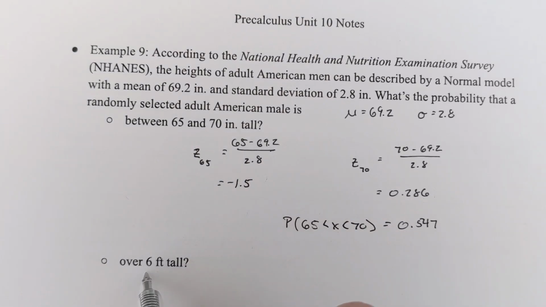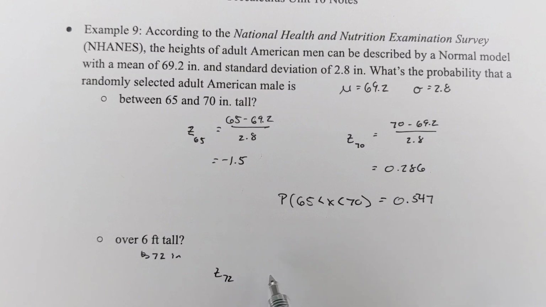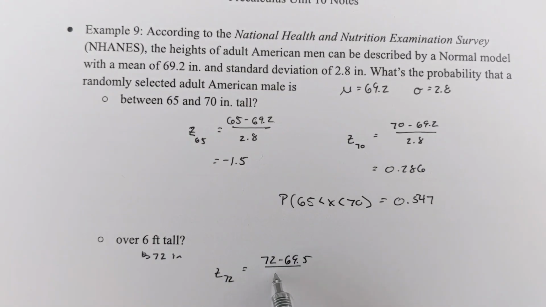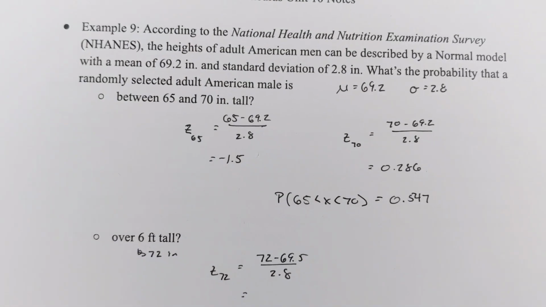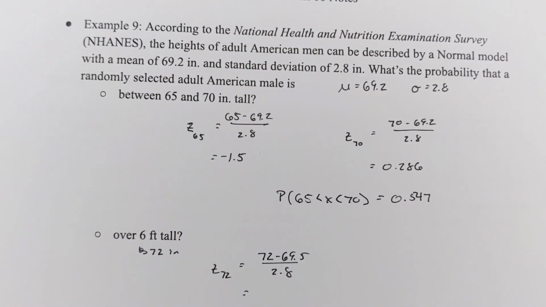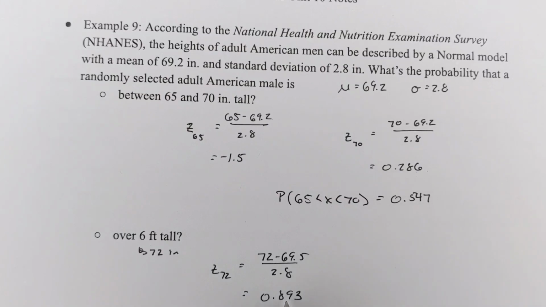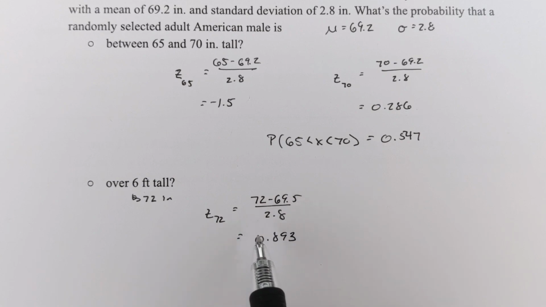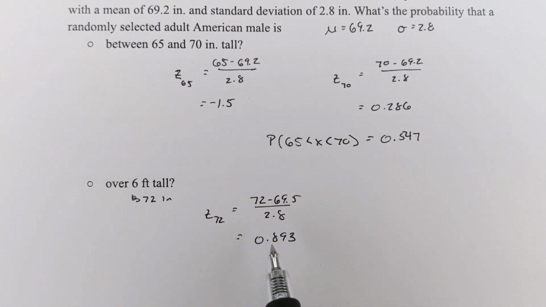So over 6 feet tall, well, this is 72 inches. So we need our z-score for 72. That's going to be 72 minus 69.5 divided by 2.8. So this is 0.893. So we'd look up that z-score in our table. Now, since we went over, our table gives us values less than, so we would take 1 minus whatever this probability came out to be.